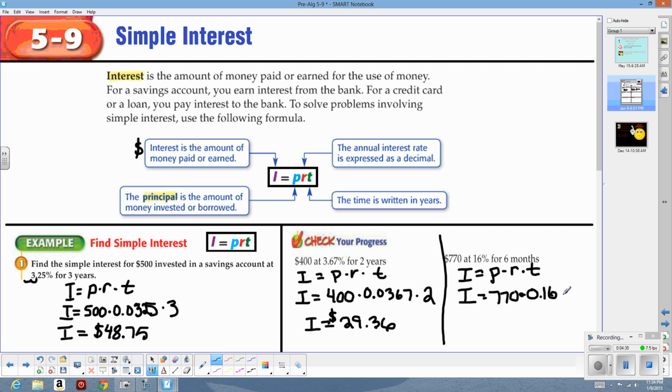So that's the percent as a decimal. And then the time has to be the time in years. Well, 6 months is 6/12 of a year, since there's 12 months in a year. And 6/12 is 1/2. So you can either write 1/2, or another way to write 1/2 is 0.5. So 770 times 16 hundredths times 5/10 and you get $61.06, or 61 and 6 tenths, which since it's money, we're going to put the zero at the end, $61.60 in interest.